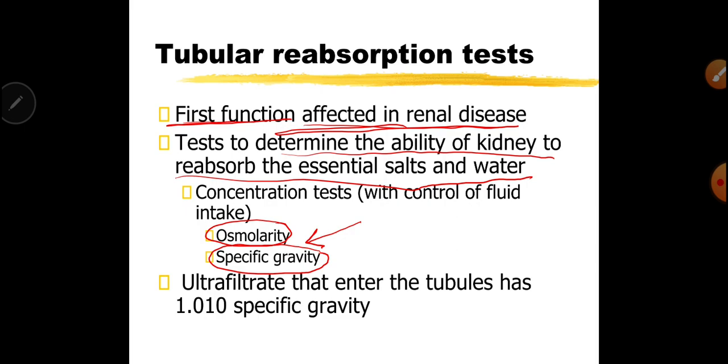At the same time, we use both of them to evaluate the function of tubular reabsorption. Specific gravity can be used for screening in routine urine analysis. Osmolality can be used as a more specific test to evaluate the ability of the kidney to concentrate solutes, and it can be measured in blood and in urine.